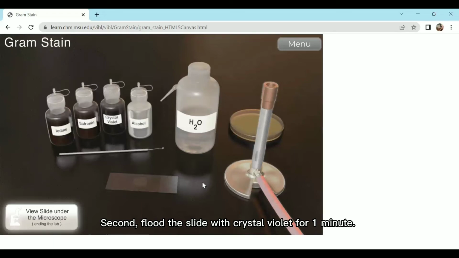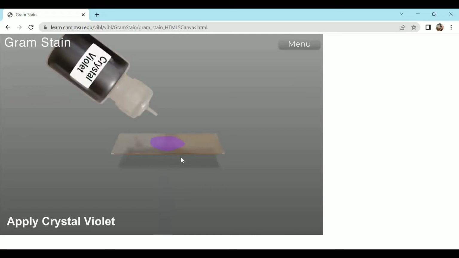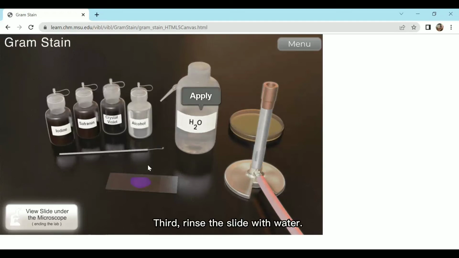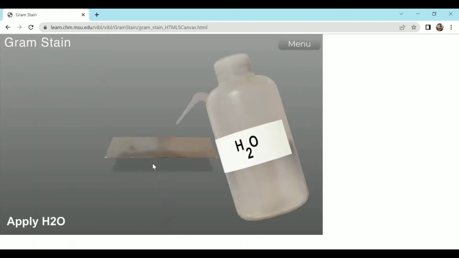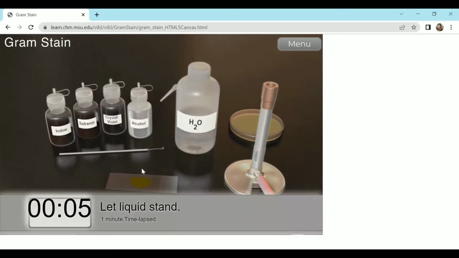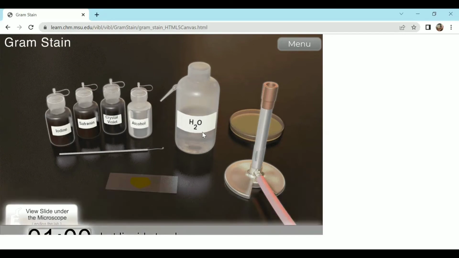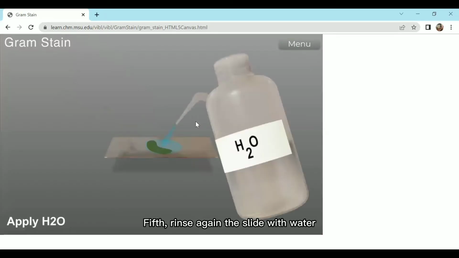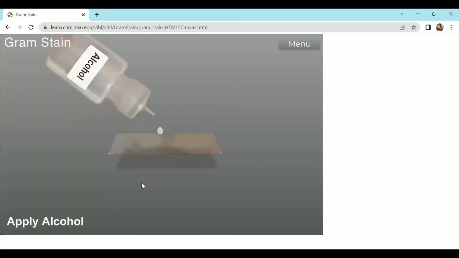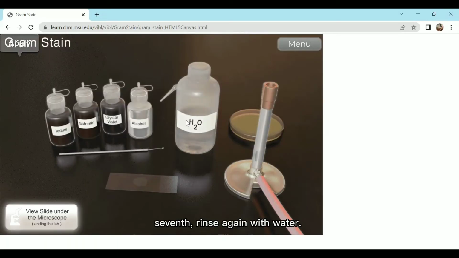Second, flood the slide with crystal violet for 1 minute. Third, rinse the slide with water. Fourth, flood the slide with iodine for 1 minute. Fifth, rinse again the slide with water. Sixth, decolorize with alcohol for 5 to 10 seconds. Seventh, rinse again with water.